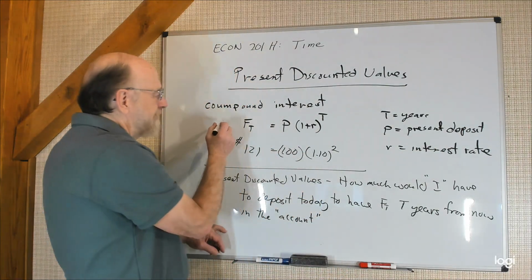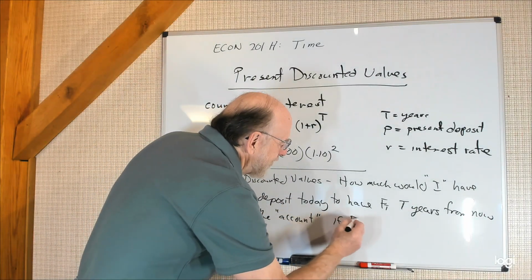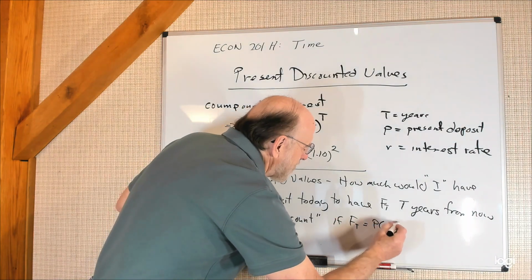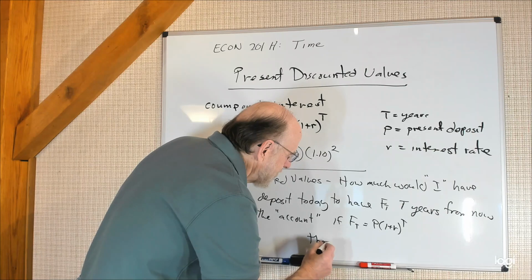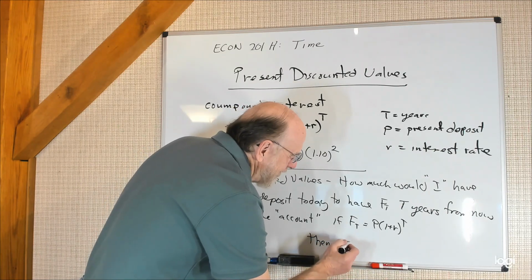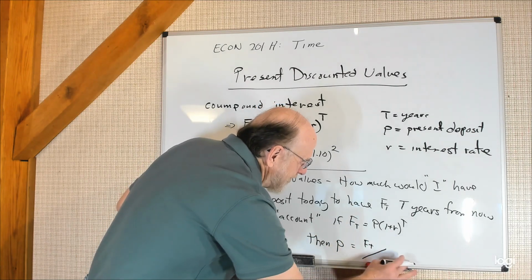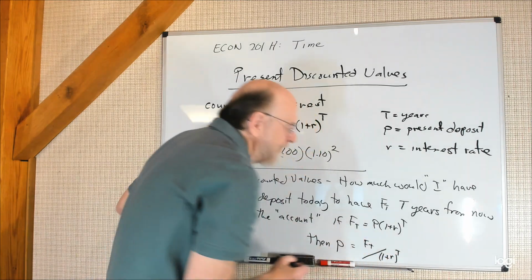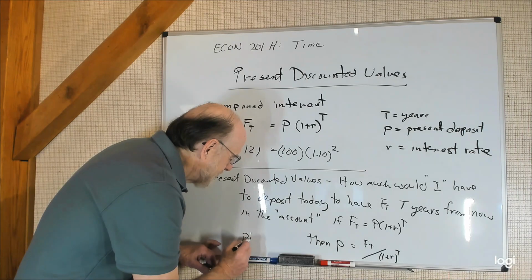Well, if we use this formula here, if FT is equal to P times 1 plus R to the T, then P, which is that present amount, is equal to FT divided by 1 plus R to the T. All right, and this is sometimes called the present value.